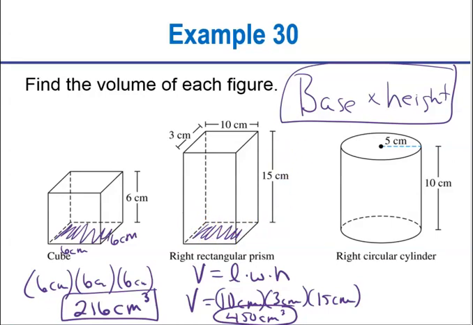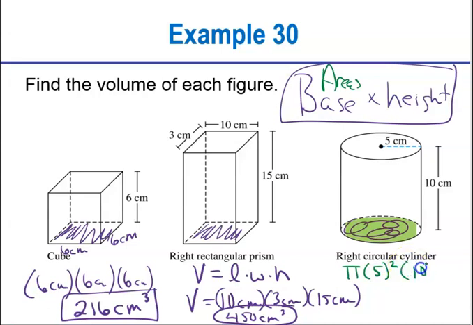Now, what's the base? Well, that's a circle, right? And that was supposed to be green. Let's shade it in right there. See that circle is a base? So what's the formula for a circle? Well, it's area, right? So I should say the area of the base times the height. So the area of the base here is pi r squared. What's my r? 5 centimeters. So this is going to be pi times 5 squared. It's really 5 centimeters squared.